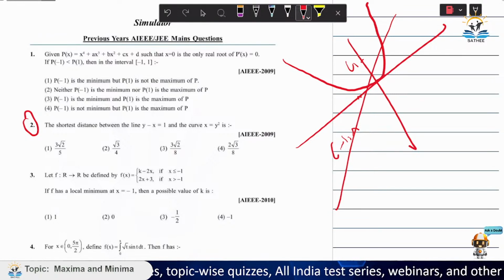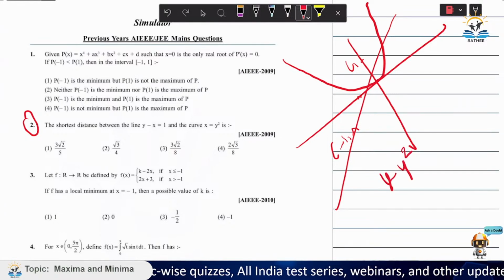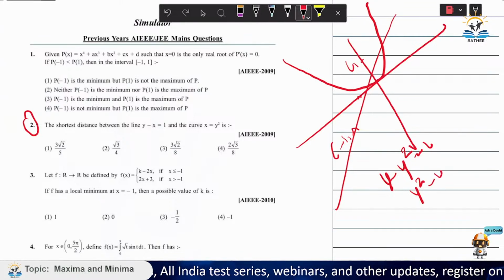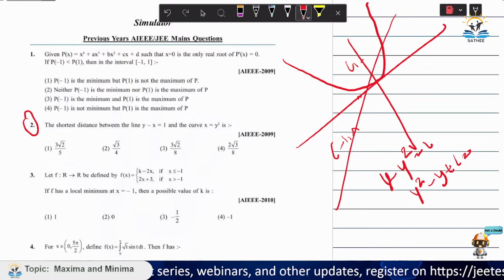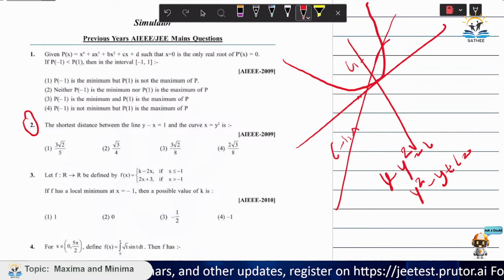If we take x equals y square, then y minus y square equals 1. So y square minus y plus 1 equals 0. So b square minus 4ac is negative. Yes, it should not exist. But where am I going wrong then? Is it this graph?